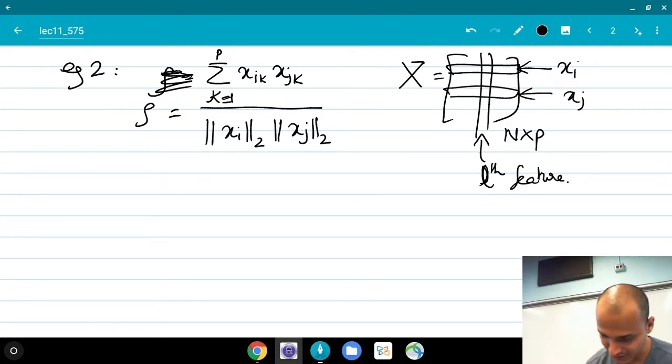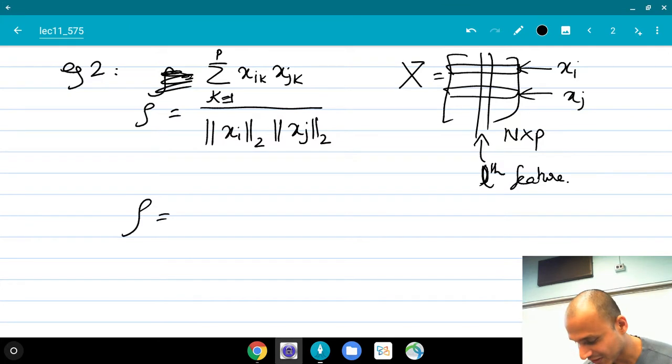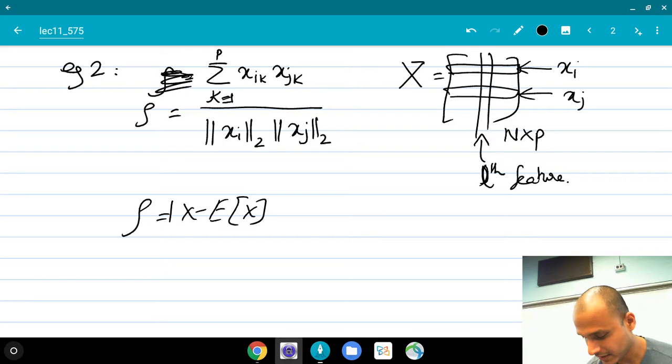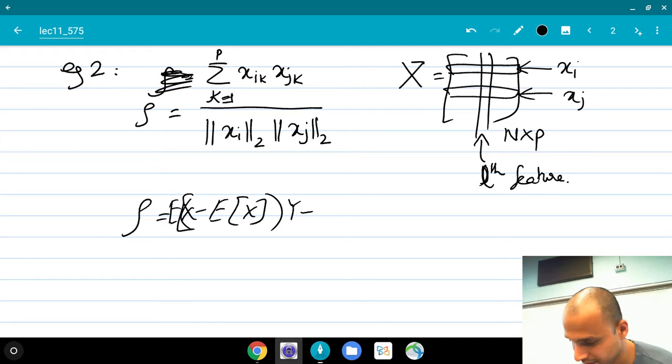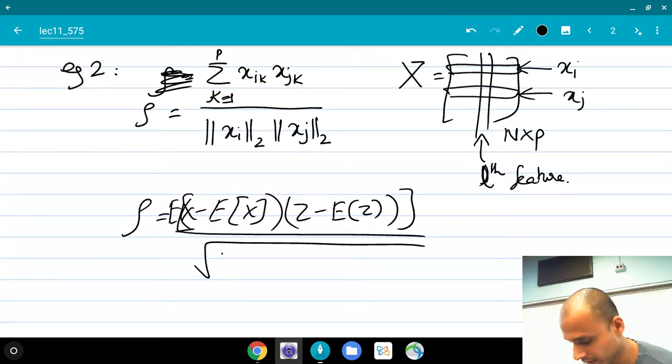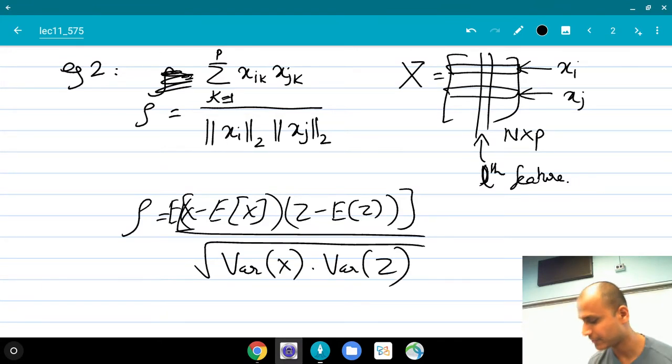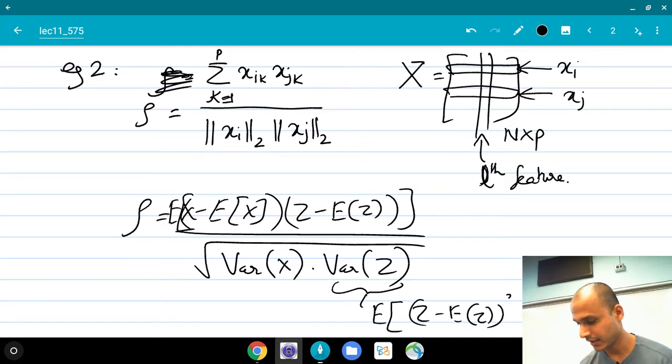Okay, so let me actually not use this. So what was the definition of correlation? It's just the expectation of x minus expectation of x. Sorry, expectation of this. I don't want to use y. Just use z minus expectation of z, divided by the square root of the variance of x. Variance of z, I can expand, you know the definition of variance, right? Variance of z is the expectation of z minus expectation of z, squared.